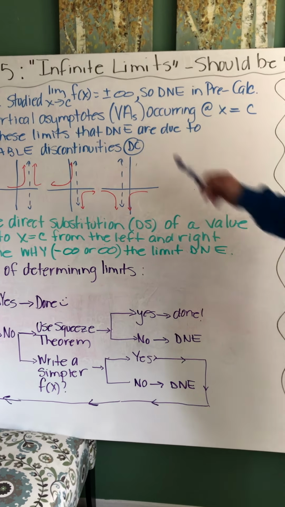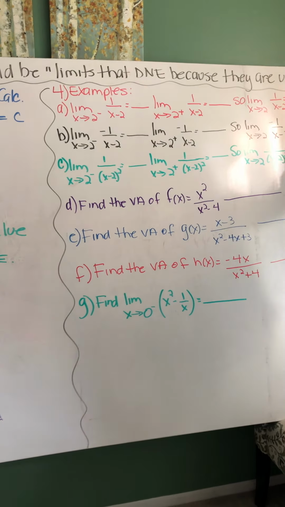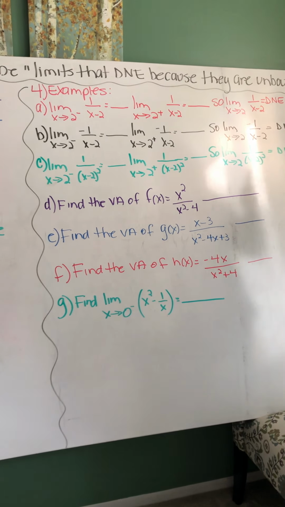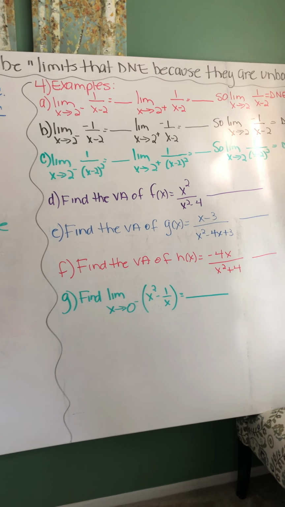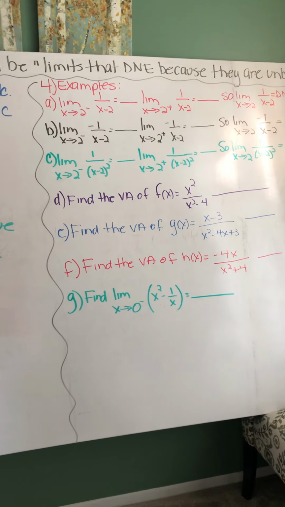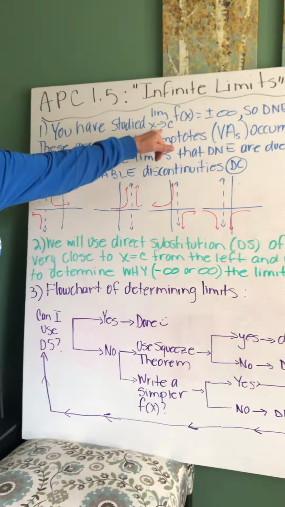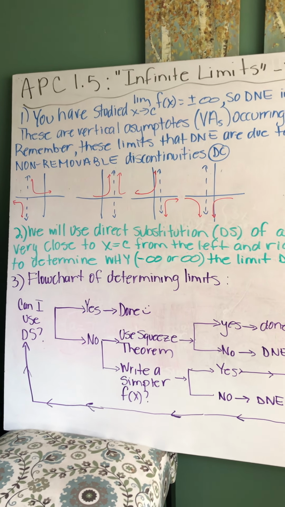Here's what's actually happening here. This should be called limits that do not exist because they are unbounded at x equals c. So what's going to happen in this section basically is these limits are going to not exist, but we're going to explain why. Are they heading to negative infinity or positive infinity? So let's take a look at our notes over here. You've already studied the limit as x approaches c of a function equals plus or minus infinity, and so does not exist. We already studied this in pre-calc.